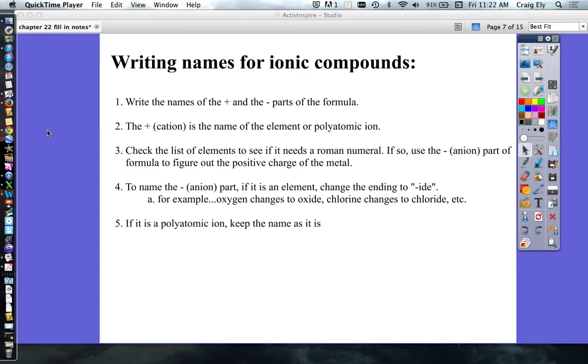And to name the anion, if it's an element, you end with "ide." So just like the last time, the first problem had sulfide, so that's just sulfur, and you take off the ending and you change it to "ide." So like some examples I have listed here for you: oxygen changes to oxide, chlorine changes to chloride, etc. If it is a polyatomic ion for the second part, for the negative anion part, you just keep the name. You're not going to change the name of the polyatomic ion. All right? So, sounds easy. Let's check it out and see if it is.